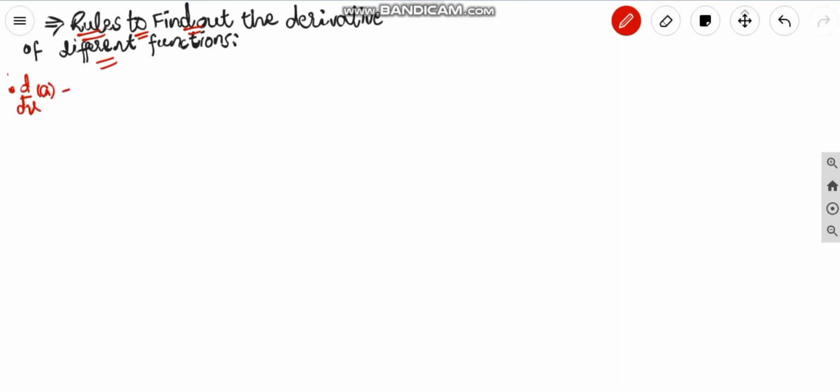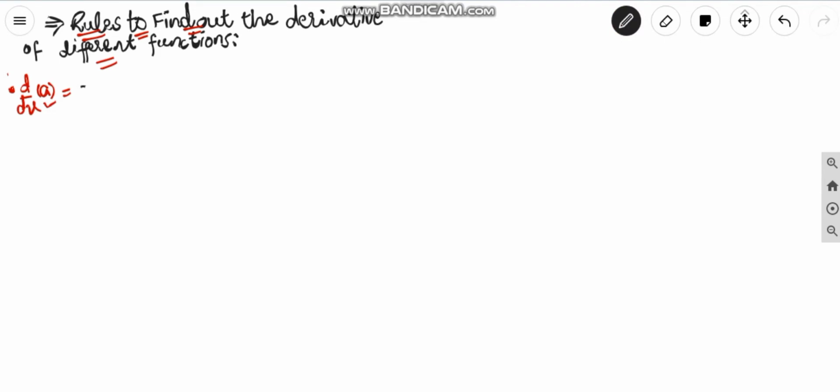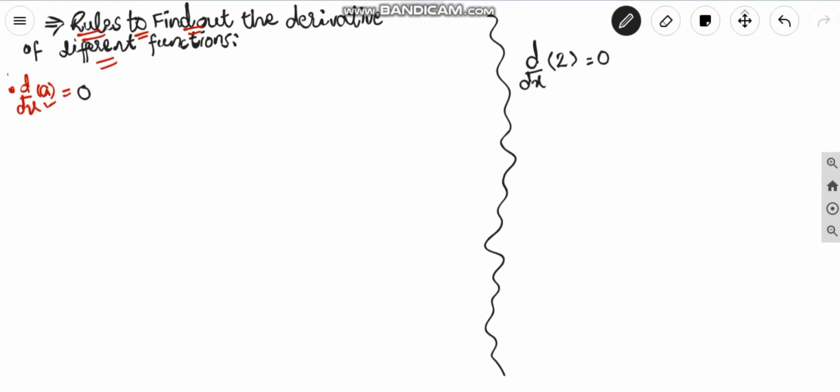of a constant number, or you can say a constant function, then its derivative will always be 0. To explain it, let's consider an example. If you take the derivative of 2, its answer will be 0. Or if you take the derivative of minus 6, as it is also a constant number, or a constant function, its derivative will also be 0.